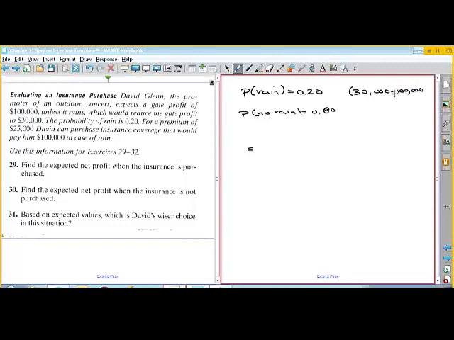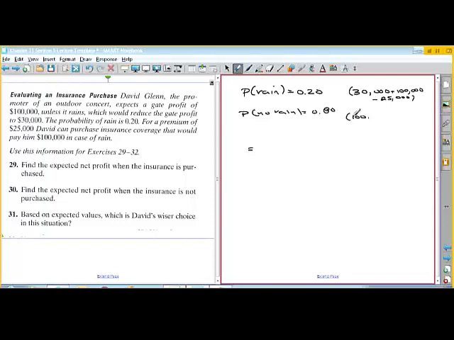He gets $100,000 insurance, but it costs him $25,000 every year for that insurance. So there's three parts to that. You can't take just one number. You take the profit plus the insurance minus the cost of insurance.